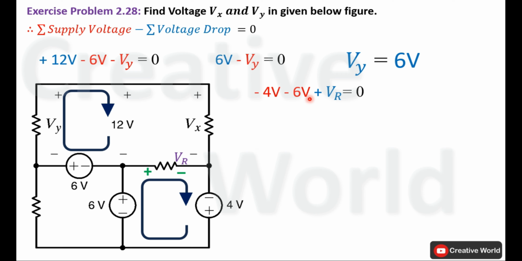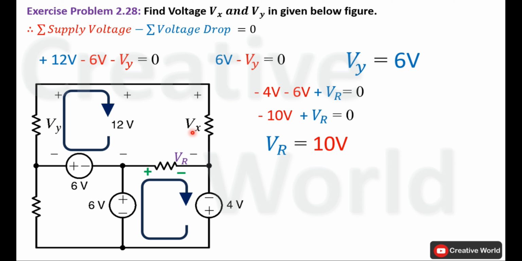Now add minus 6 volt and minus 4 volt, it will become minus 10 volt, and place this minus 10 volt on the other hand side of equal to calculate value of Vr, that will become 10 volt. Now we have voltage across this resistive element, so we can use this imaginary closed loop to find voltage across this resistance that is labeled as Vx.